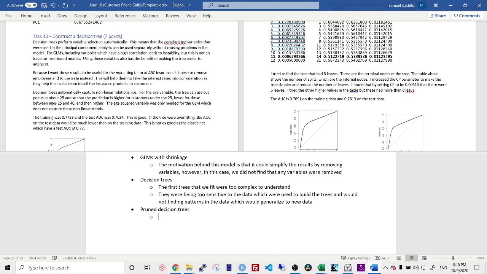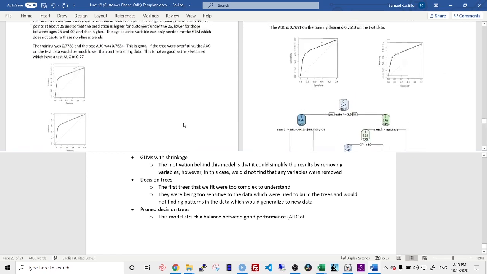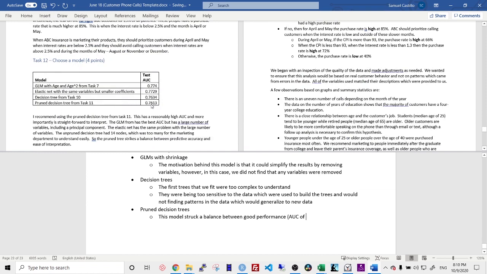Then the pruned decision tree. This model struck a balance between good performance, AUC of, what was our final AUC? Decision tree, 0.7613. Good performance while also being explainable in the above table. And it handles low quality and complex data automatically, which can be useful for future studies.